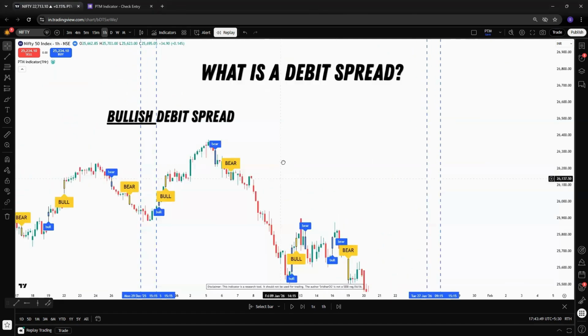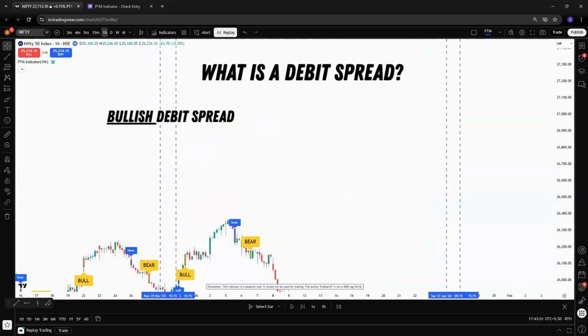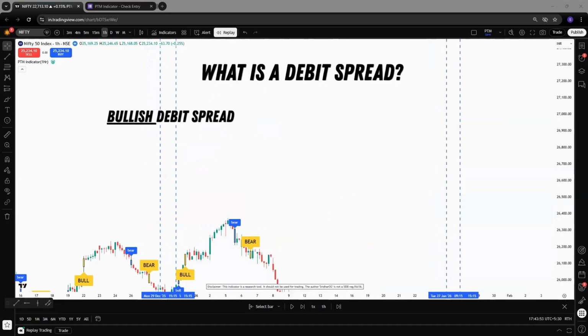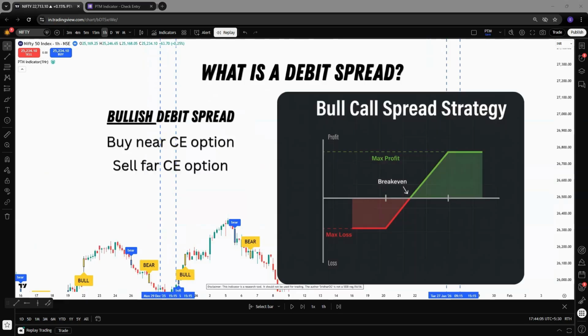Now the debit spread strategy. Now what is a debit spread? That's a basic thing, right? I think everyone knows this. So far we have learned credit spread. Now I'll tell you the debit spread. If I am taking a bullish debit spread, I am buying near the money or near OTM. It can be in the money also, but I'm buying a call option first, right? And then I'm selling a far away call option. Simple as that. It's a very simple concept for the bullish case.